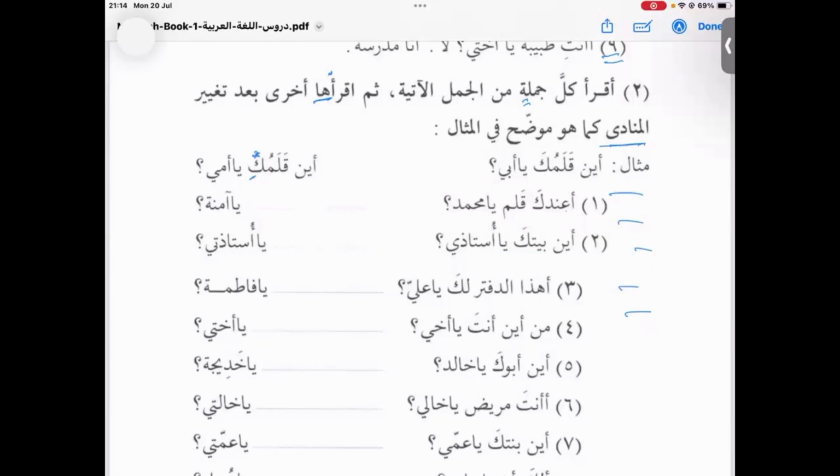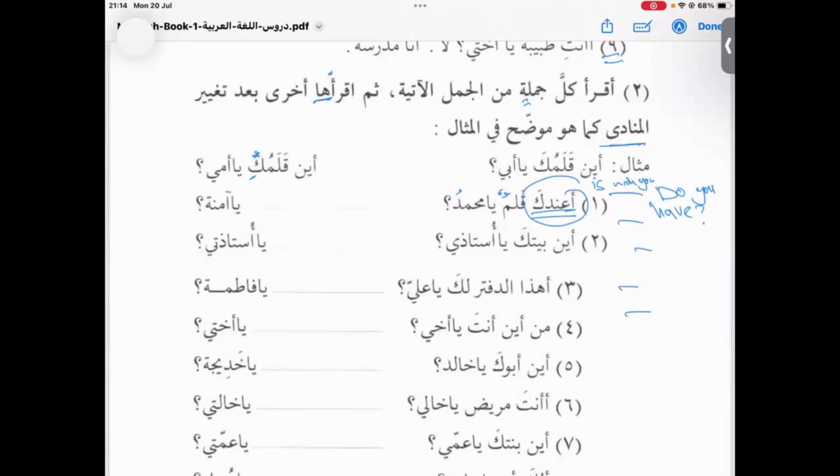Yeah. أعندك قلم. أعندك قلم يا محمد. Do you have a pen? Literally, أعندك means do you, is with you. Is with you. But that sounds awkward. So we just translate it as do you have. Do you have a pen, O Muhammad?